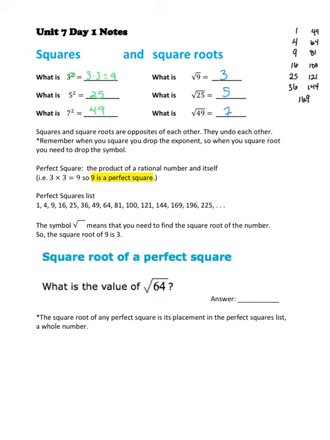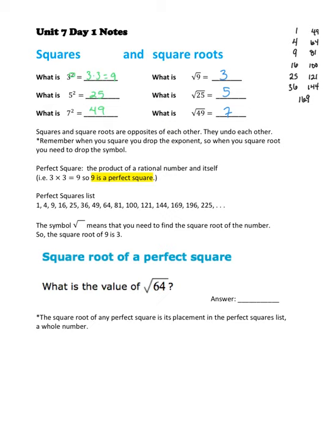So a perfect square is the product of a rational number, basically any integer, and itself, all right? And there's our perfect squares list. Look, it's down there too. The square root symbol means you've got to find the square root of the number. So what two numbers that are the same multiply together to get that number? So the square root of 9 is 3.